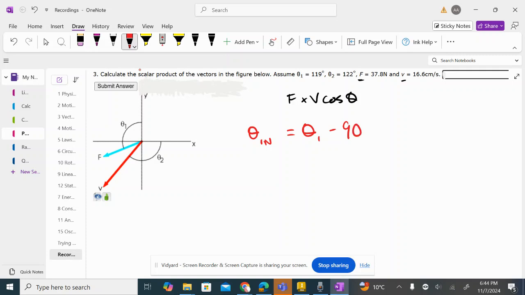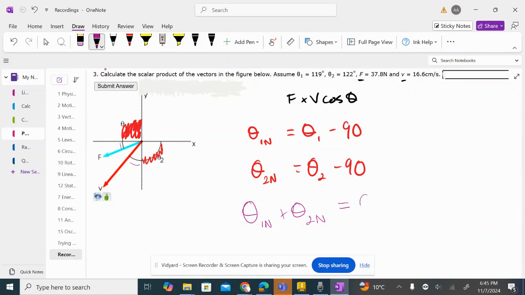Why, you might be asking? Well, let's get rid of this part, we don't need it. We're going to do the same thing for theta 2n, which is going to equal theta 2 minus 90, because we don't need this part. Now what we're left with, theta 1n and theta 2n, are going to be this part and this part. Maybe red isn't the best color to showcase this. I'm going to go for purple. It's going to be this part and this part. If we add theta 1n plus theta 2n, then we get some phi.